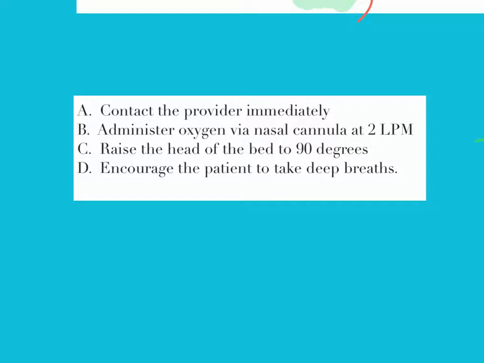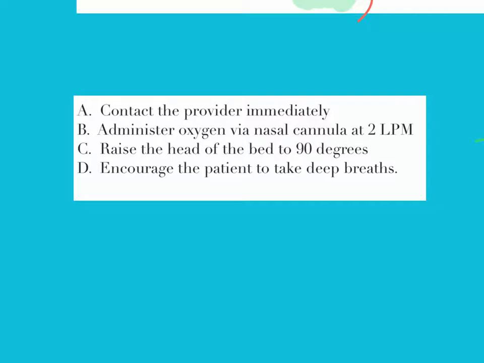And the last option here is to encourage the patient to take deep breaths. So that's also appropriate. We want to increase ventilation and maybe make more oxygen available to that patient, but it's going to be a lot harder for the patient who's laying flat or laying in low Fowler's to get a good deep breath. They have to work against gravity and they have a tougher time getting air to move. So it's an appropriate intervention, but not your first intervention.